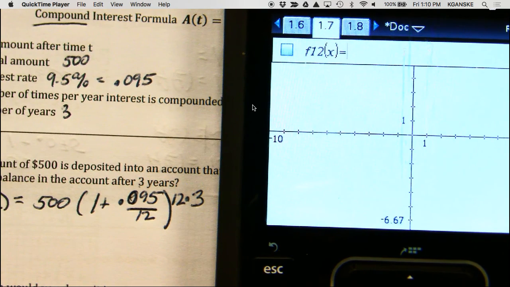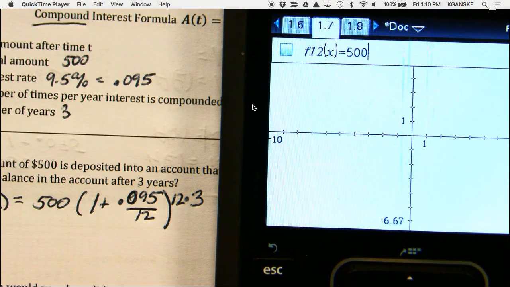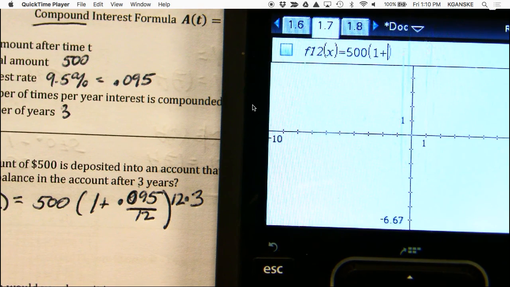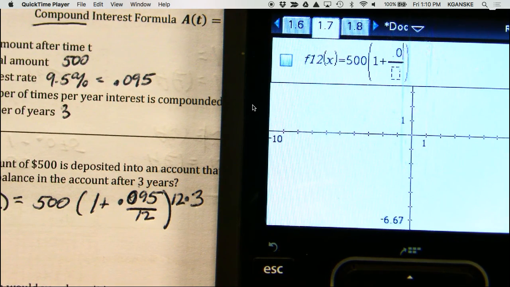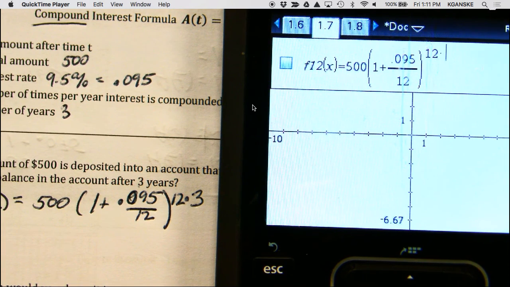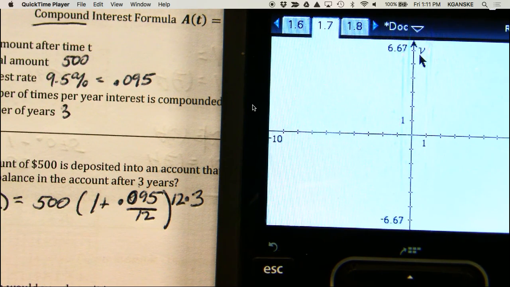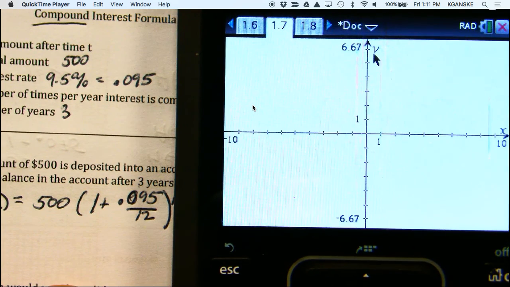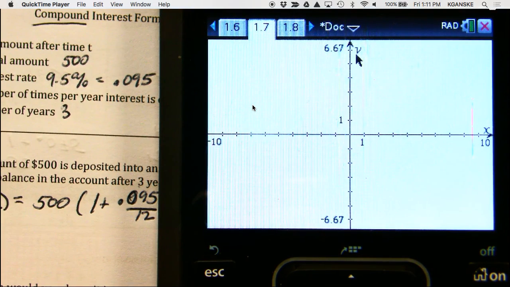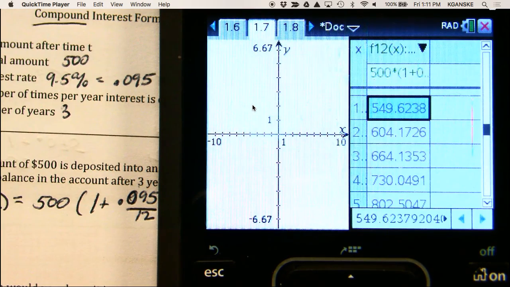Okay, so let's put 500 times, and here that's kind of nice to use your calculator like this too. You've got this little fraction option that I would use, divided by the 12 times, and then I'm going to put up here 12, oops, sorry, should be an exponent, 12 times x. Okay, so I don't see anything, like you would expect, because I'm starting with 500 bucks. So let's go and look at the table and get a sense.